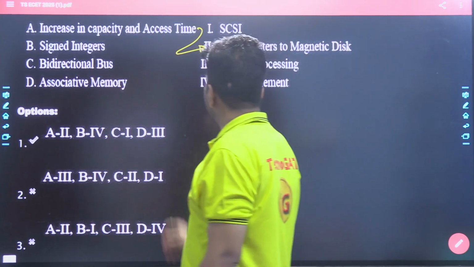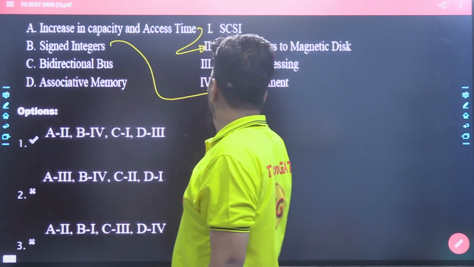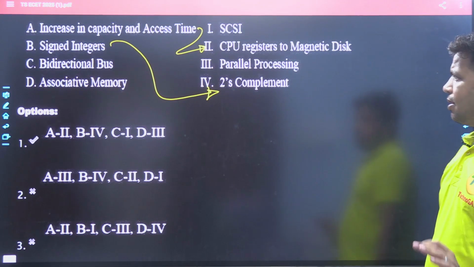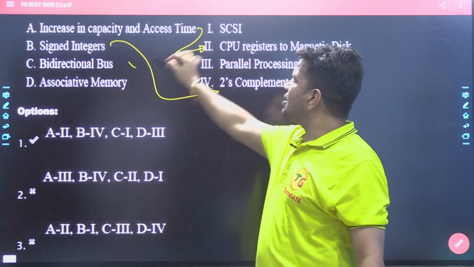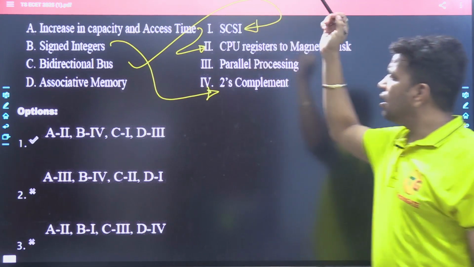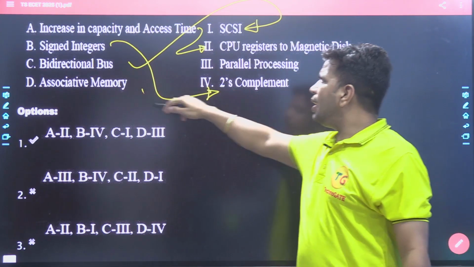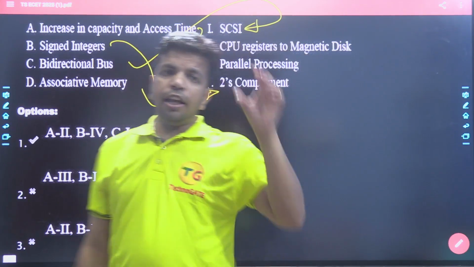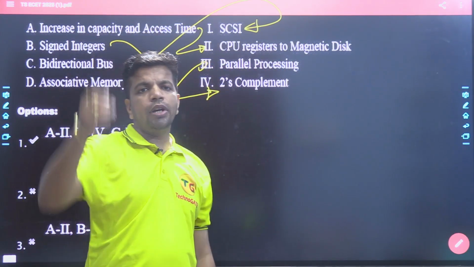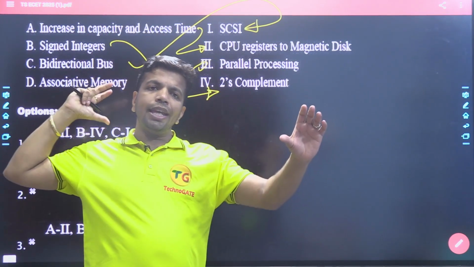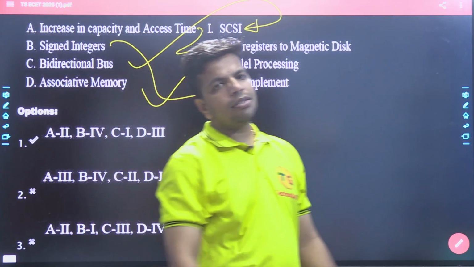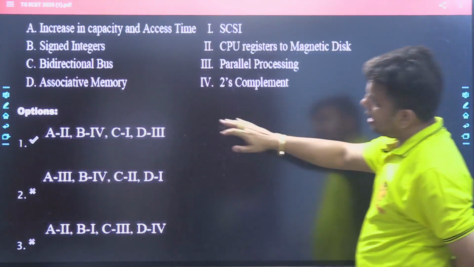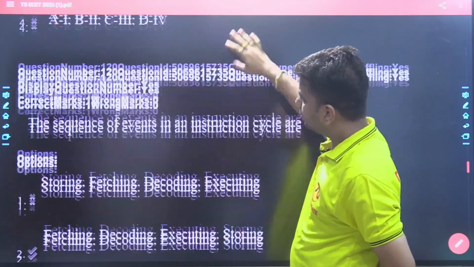Signed integer, can we say that is related to 2's complement? Bidirectional bus, so can we say that it is SCSI? Associative memory, parallel computing. To do parallel computing, we need to use associative memory. If we are having a fully associative memory, it is a content addressable memory, we can search all the slots of that memory simultaneously, in parallel. You can go with the first answer. First is the correct one.